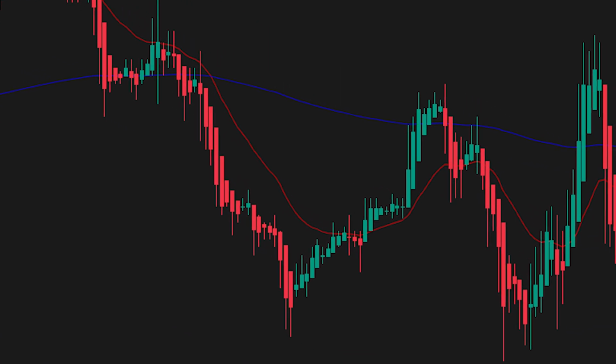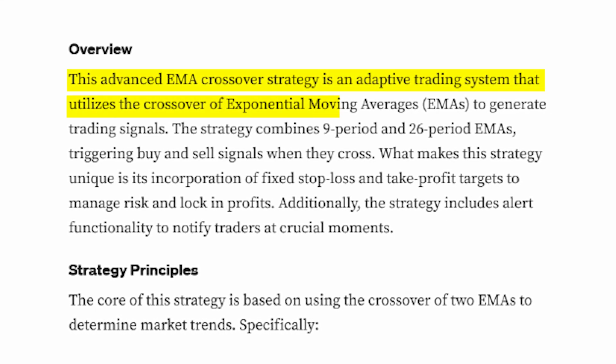This is Steve Burns, a true legend in trading circles. What makes him stand out? He turned a simple EMA crossover strategy into millions of dollars. Yeah, just a couple of moving average lines crossing, but done the right way.